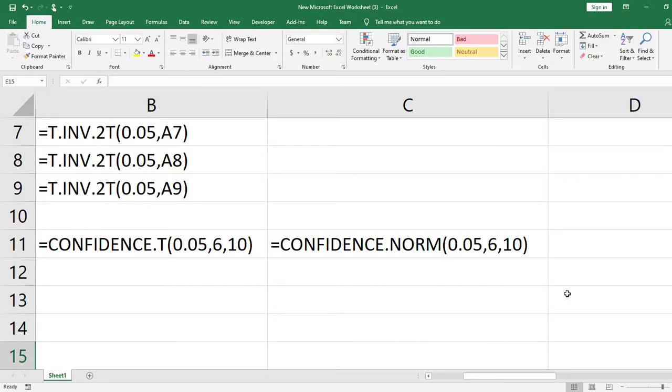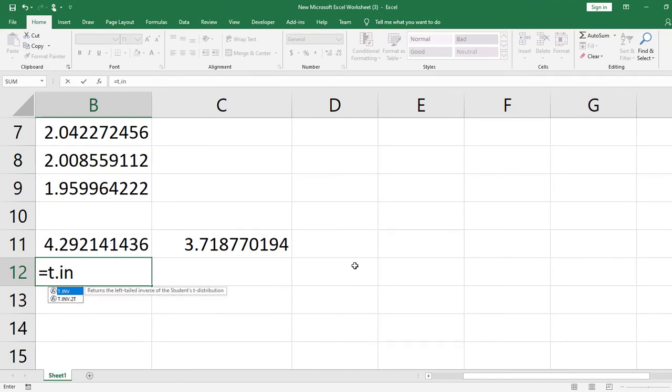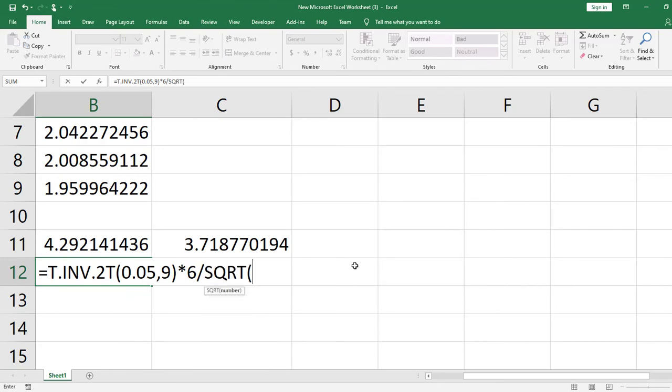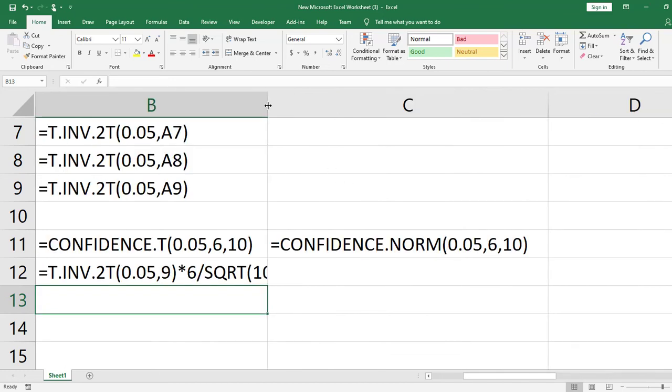We can appreciate it did exactly the same thing that we told it to. Just to unpack this a little bit, if I put in equals T.INV.2T, 0.05, we had 10 observations, so that means we have 9 degrees of freedom. Multiply it by 6, divide by the square root of 10. We get the same thing. So confidence T does what I did on the board. It's exactly the same thing.